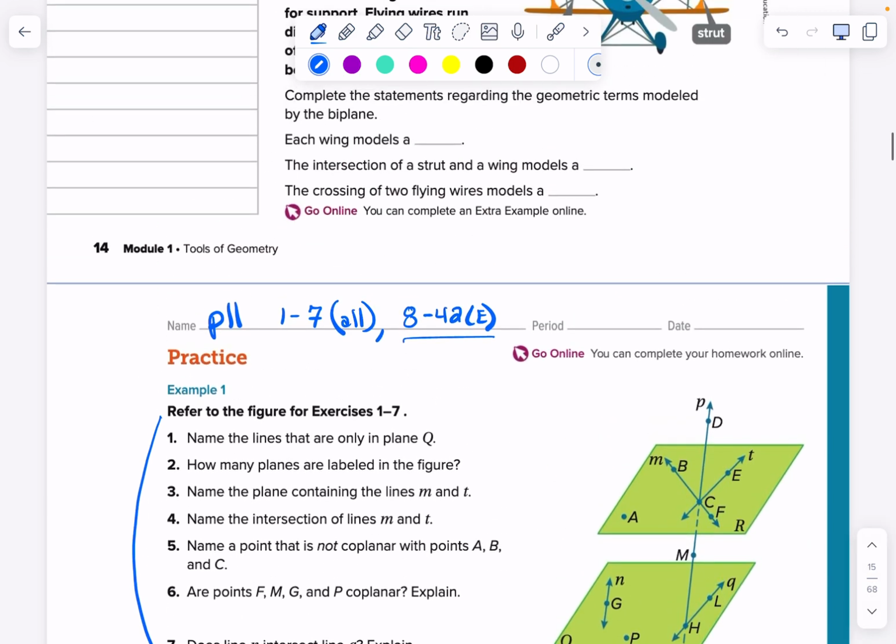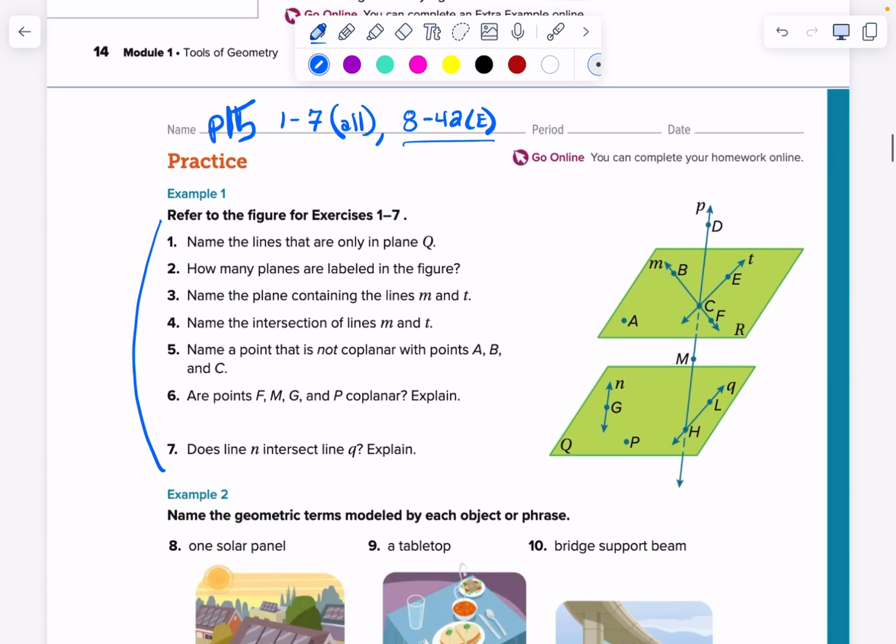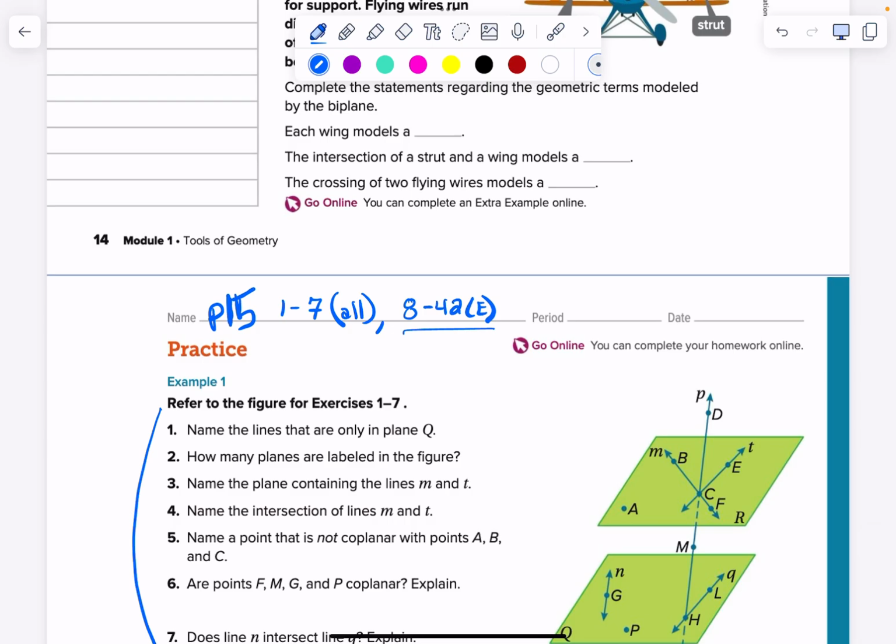It's page 15? Okay, my teacher's aide did not write it down right. Page 15. 8 through 42, the evens. Okay, good? Questions about that? Got that written down? Let's go.